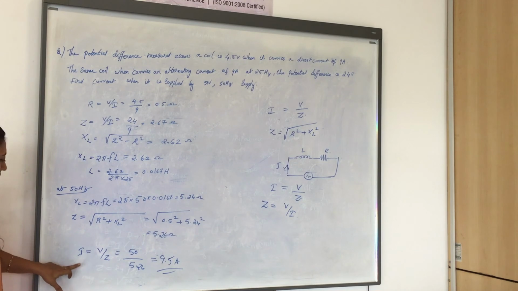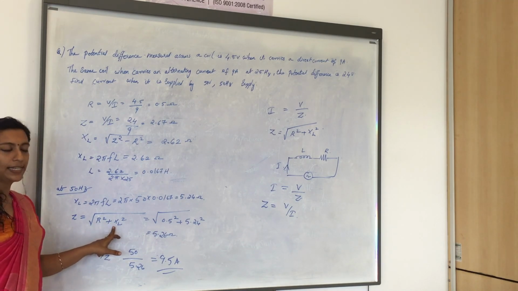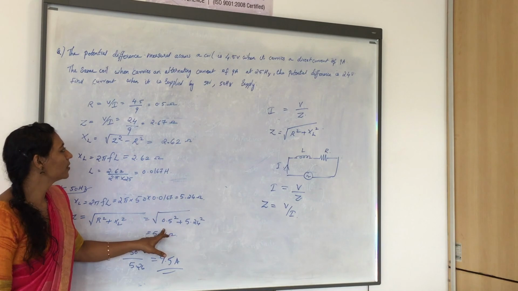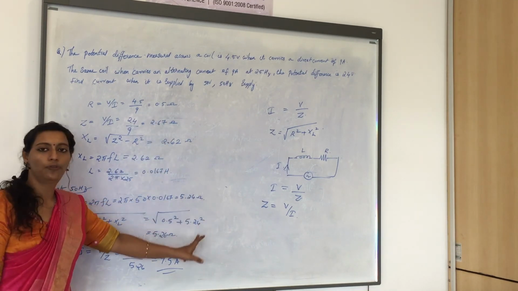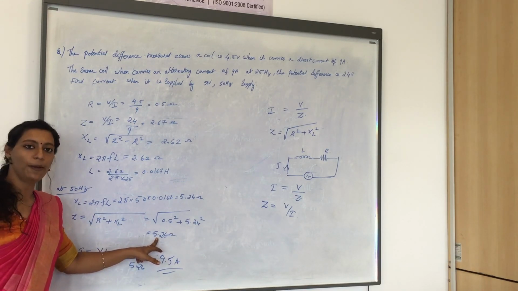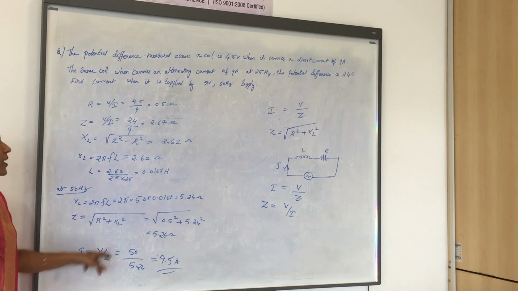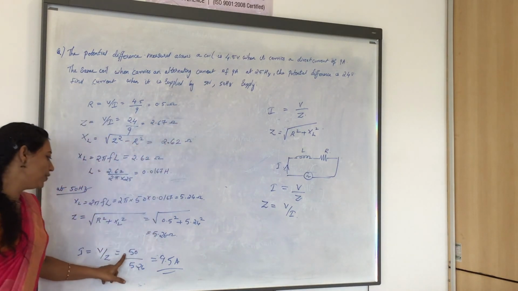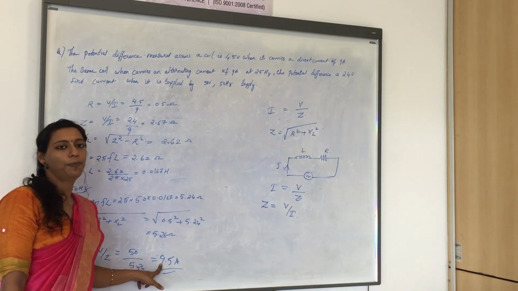And we have to find the current. While calculating the current, we have to find the impedance at 50 hertz. Z is equal to root of R square plus XL square. R is constant value 0.5 square, XL is 5.24 square, and the value of impedance is 5.26 ohm. Current I is given by voltage divided by impedance. Voltage is 50 volt, 50 divided by impedance value 5.26, and the current is 9.5 ampere.